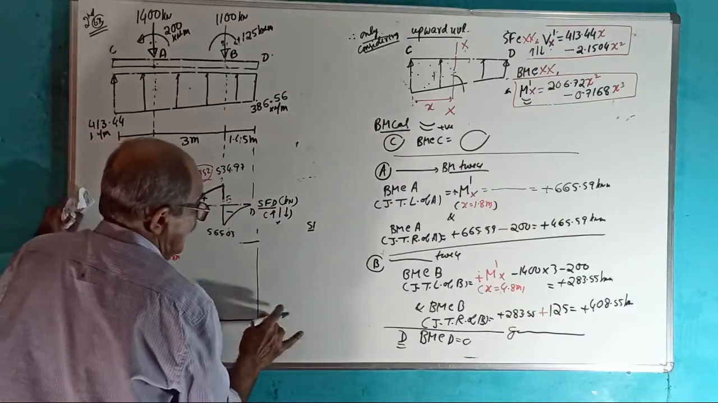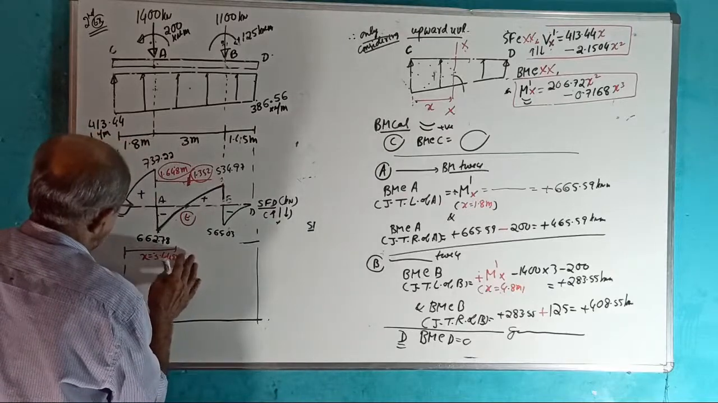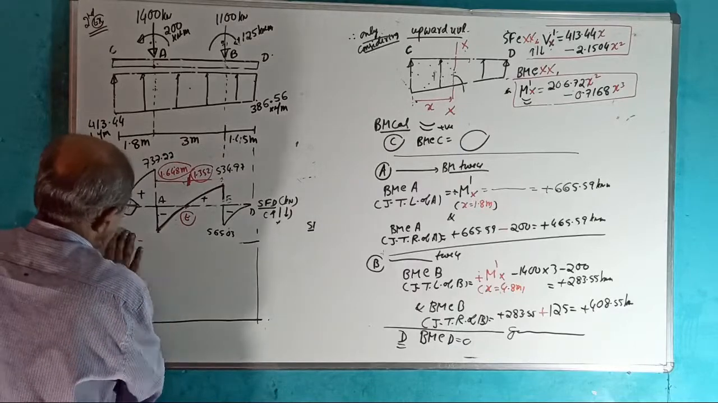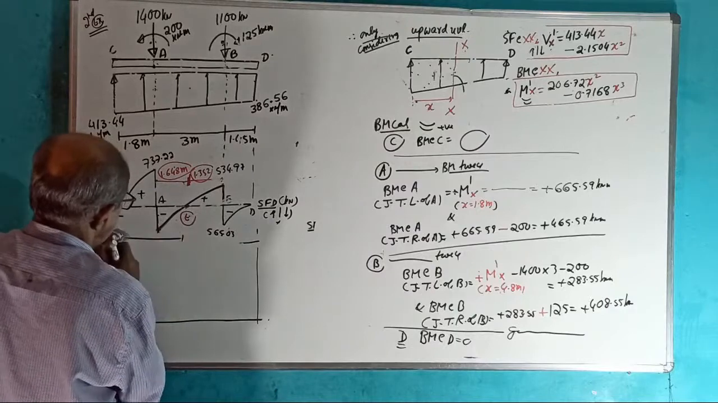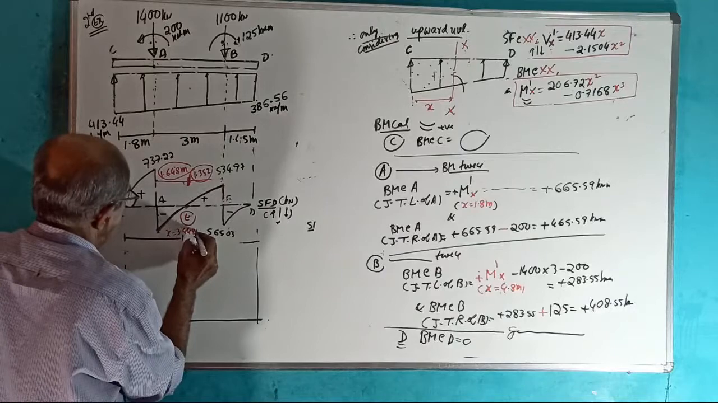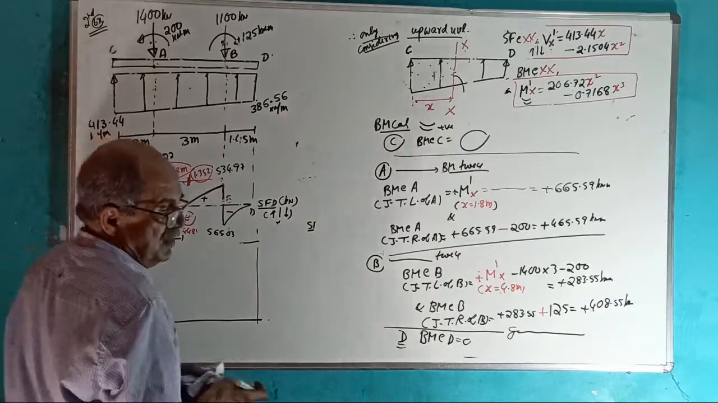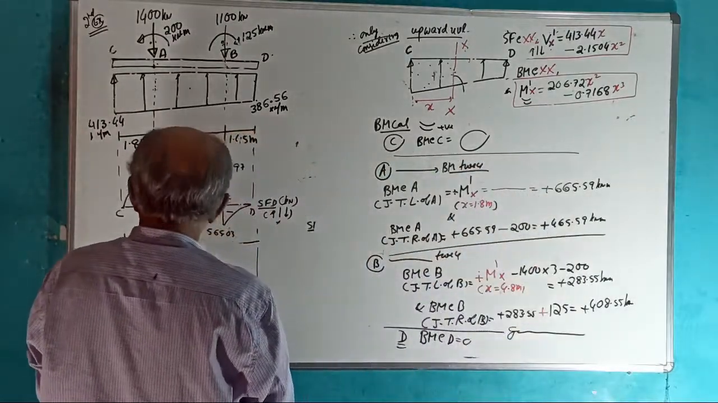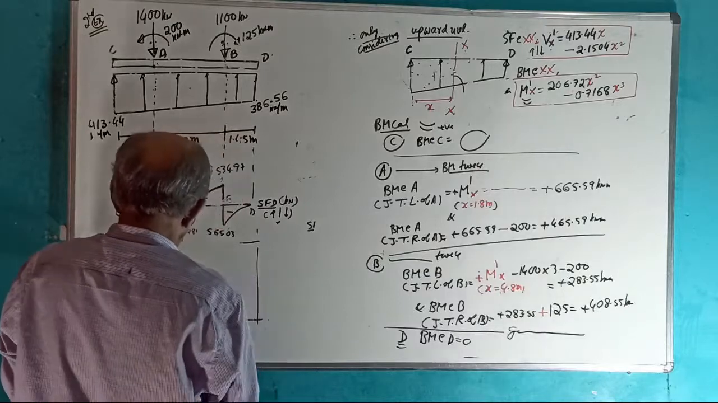See, I will tell the answer now. I don't need this X, I will remove it. Hey X, you go that side. You are troubling me. X equal to 3.448 meter. Here you write whatever I wrote here. How much was it? Leave it, later people will think it was not written. 737.22 minus 1400, 662.78.